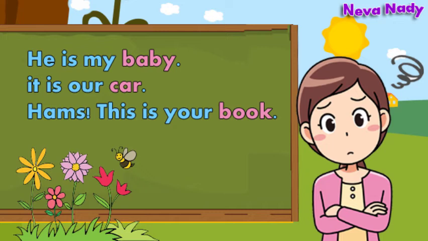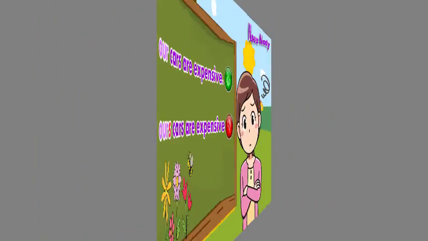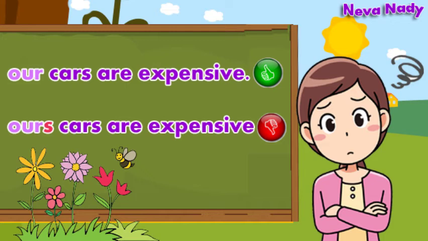Look at these examples. He is my baby. It's our car. Hams, this is your book. Baby, car, and book, they all are nouns. And we know that all adjectives in English are always located directly in front of the noun they refer to. We don't add the letter S to the adjective when the noun is plural. For example, our cars are expensive. This is correct.